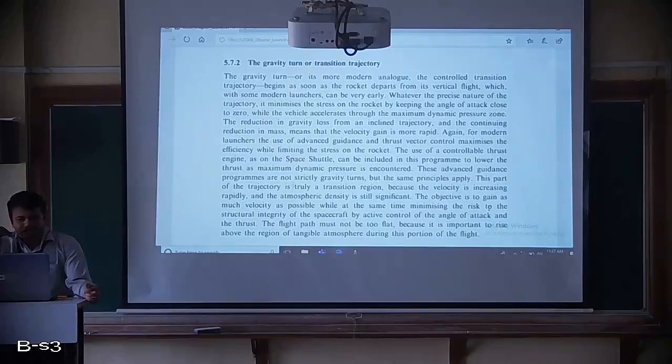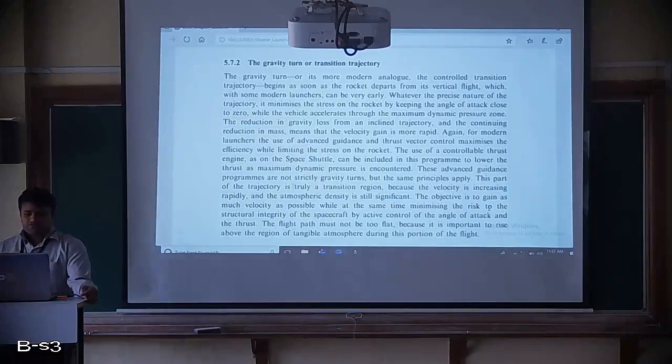Okay, so now, the transition period, what is happening here? In the transition trajectory, we will not make the angle of attack very low, but still we will keep it almost equal to zero, to minimize the stress on the rocket. And next, the gravity loss will happen, as well as the reduction of mass will take place, which will help us to gain velocity in a more rapid way.